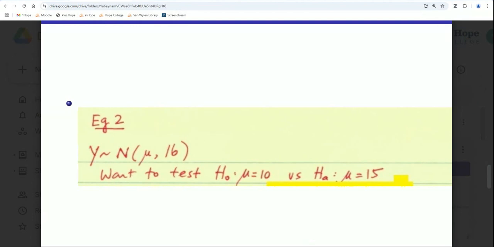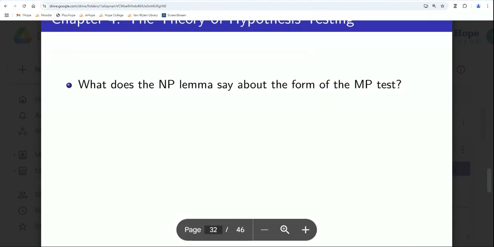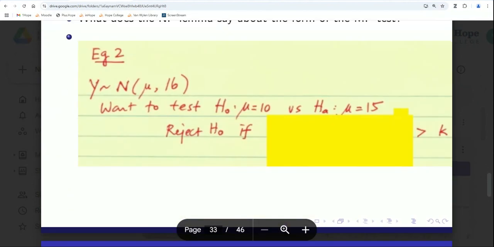See, simple versus simple. This is the value of mu under the null. This is the value of mu under the alternative. So what does the Neyman-Pearson lemma say? The most powerful test must have the form: reject the null if something is more than k.